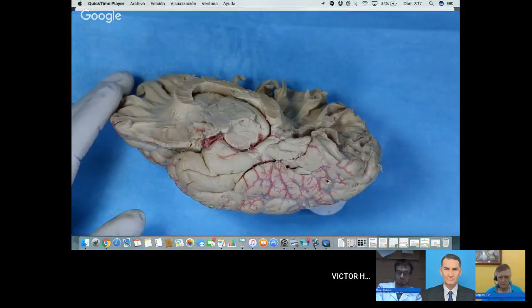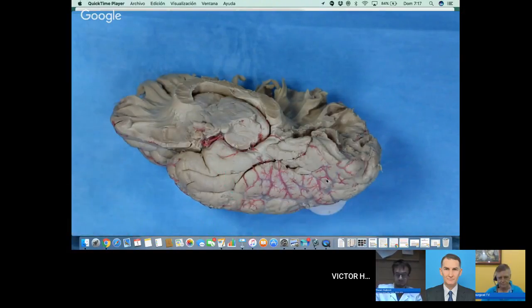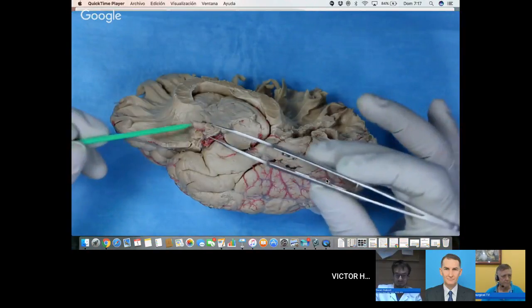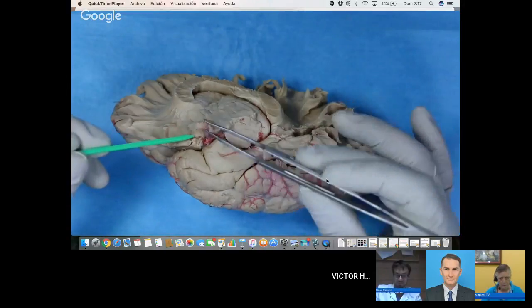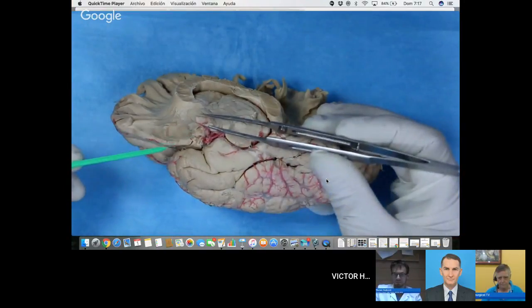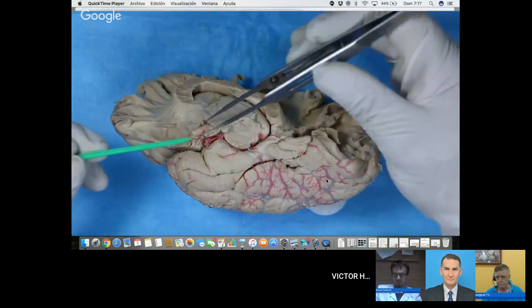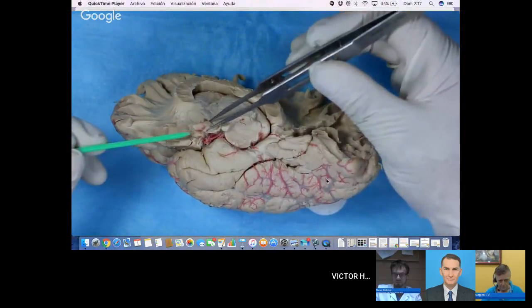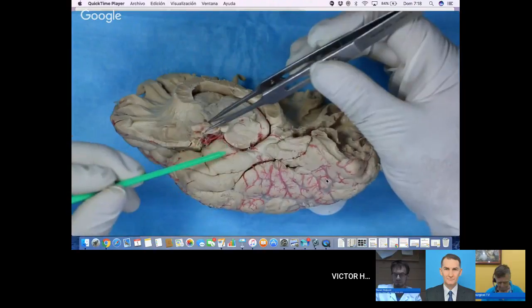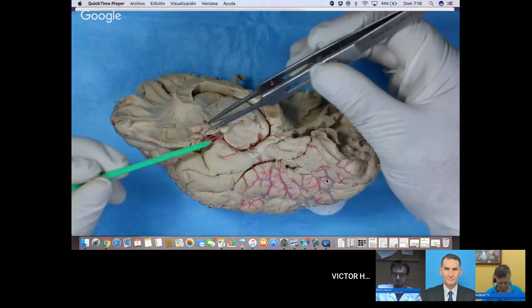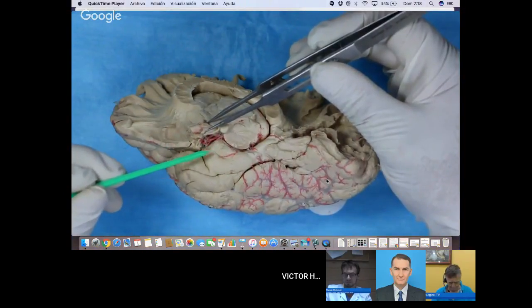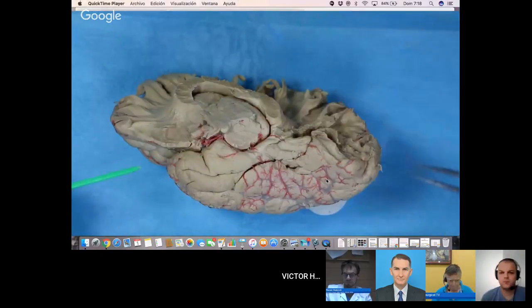There is a small hook-like convolution in the anteromedial part of this parahippocampal gyrus, behind the optic nerve. This is the optic nerve. That is the uncus. Look at the close boundary with the brain stem.